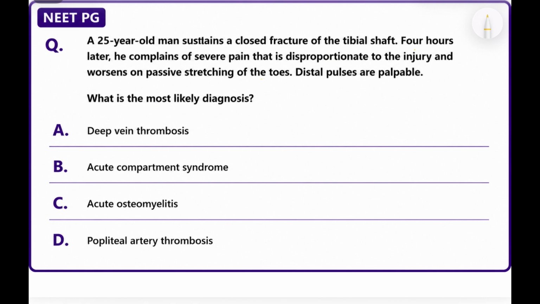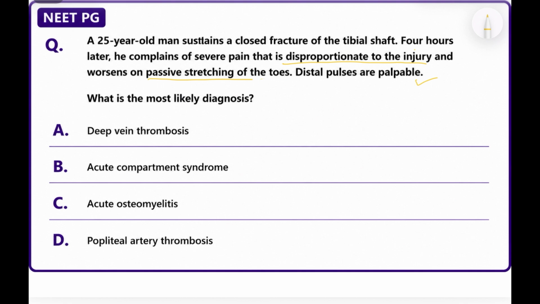A 25-year-old man sustains a closed fracture of tibial shaft. 4 hours later, he complains of severe pain that is disproportionate to the injury and worsens on passive stretching. And you see, distal pulses are palpable. What is the most likely diagnosis? You can see the options here.